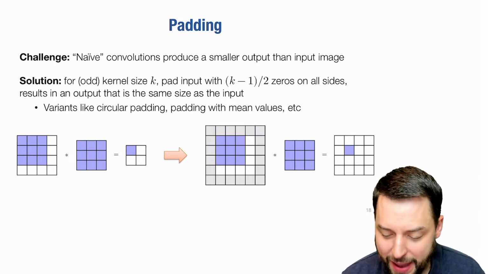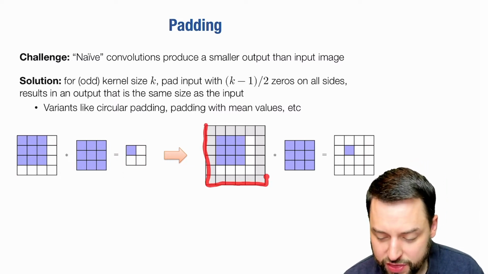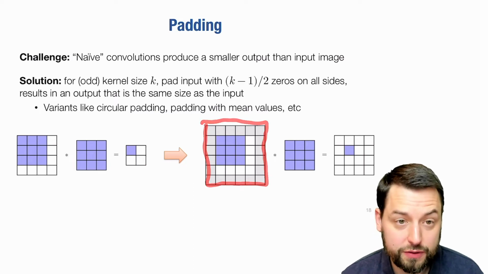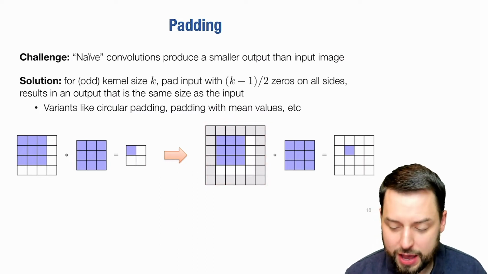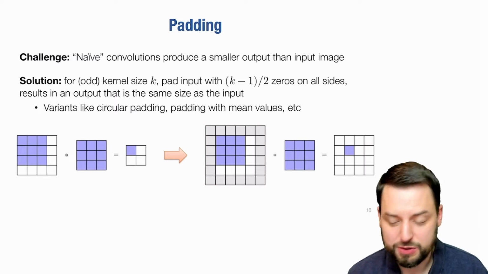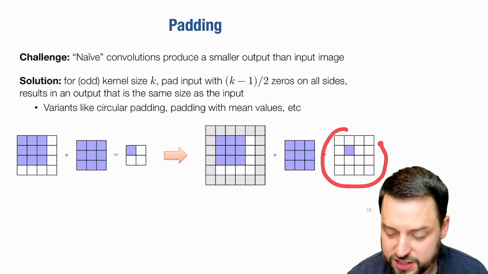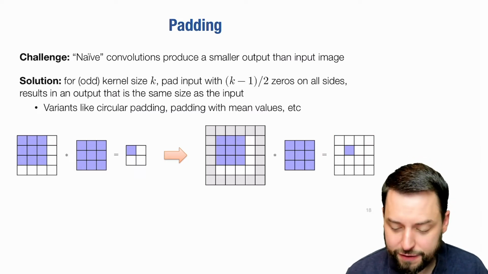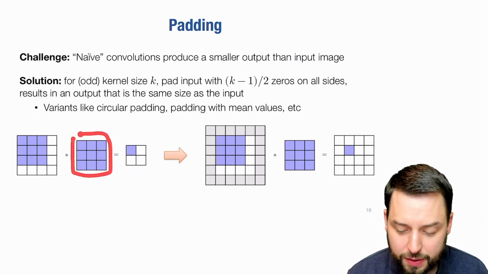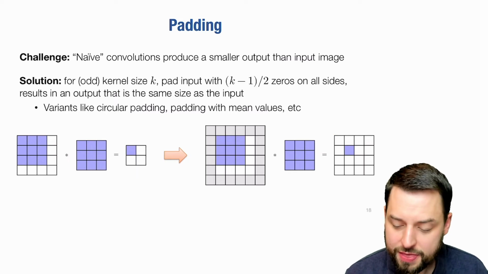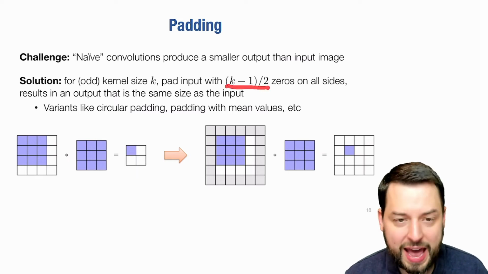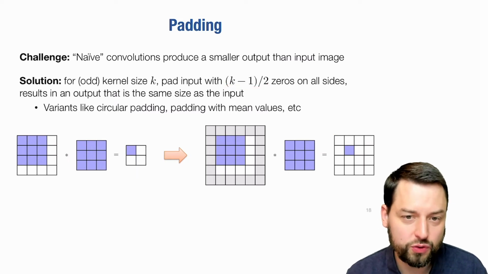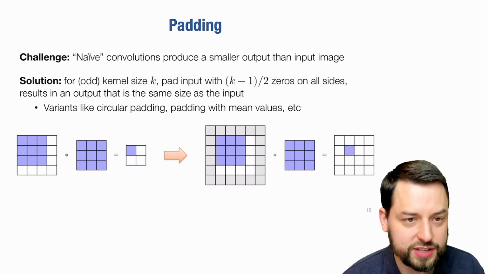What I do is I pad the image with these gray cells here, which represent just zero values. And now, when I convolve the image with this, I get outputs that are the same size as my input. In fact, the precise formula is, if my convolutional filter is k by k, then I need to pad the image with (k minus 1) divided by 2 zeros on all sides.